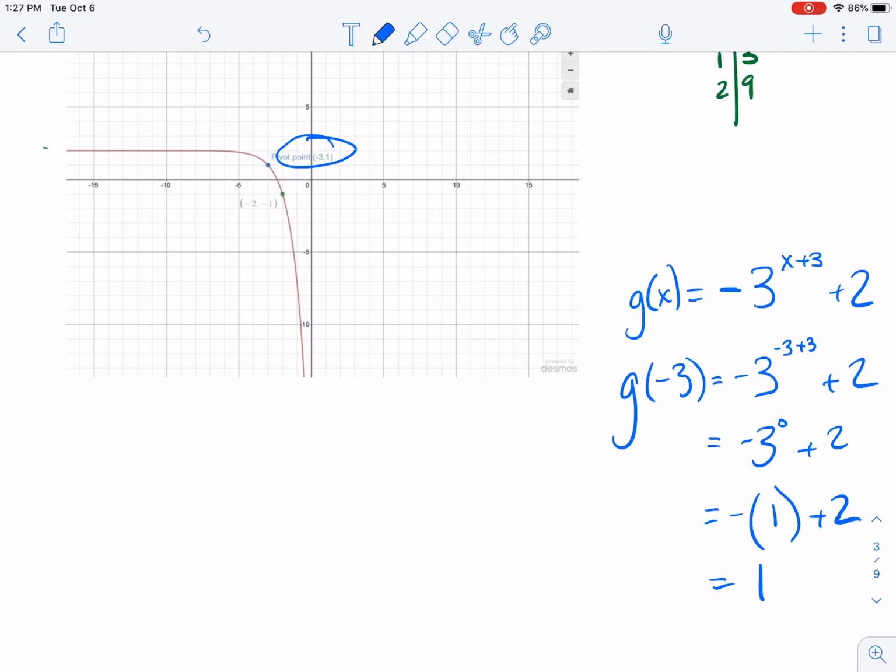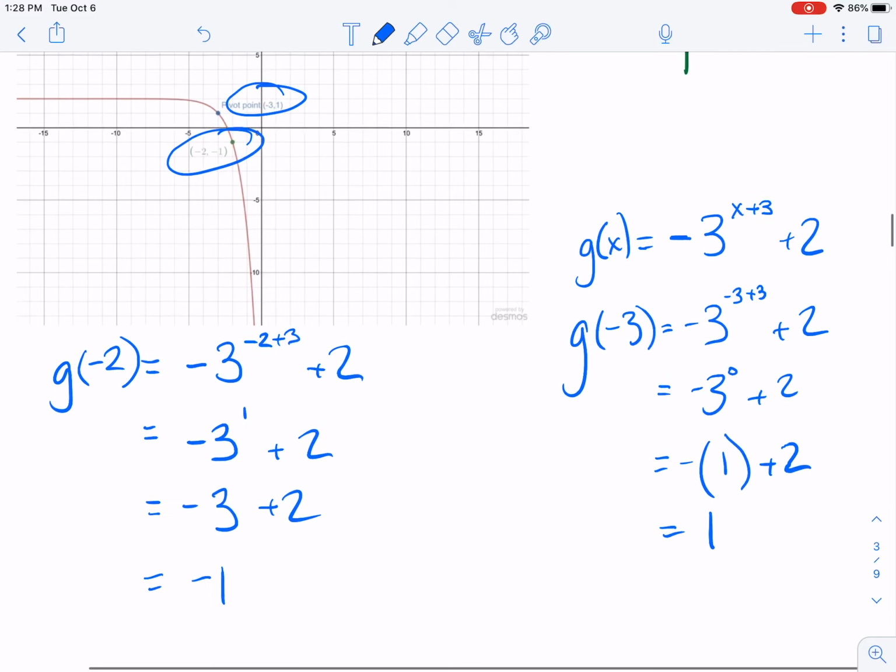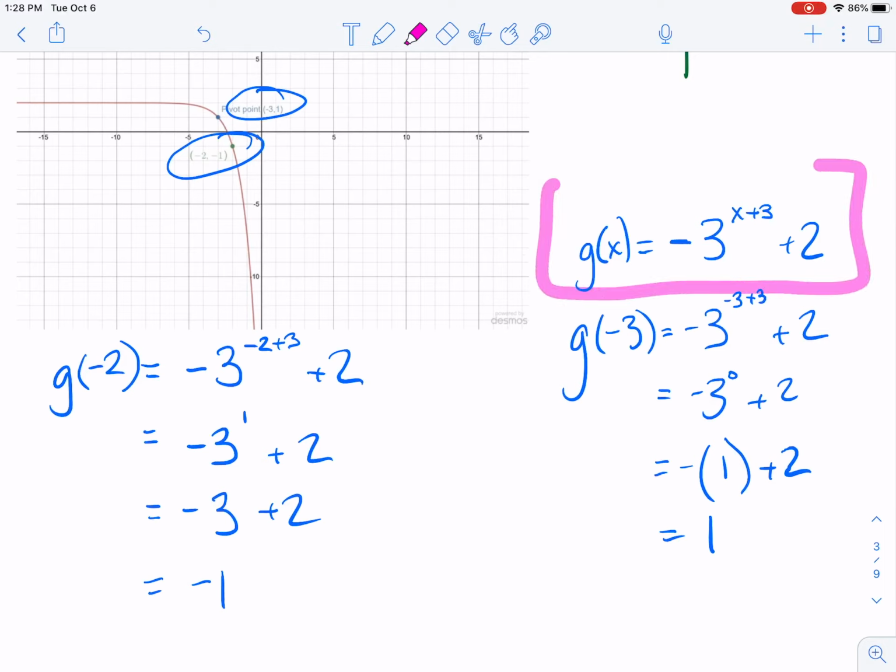Now let's verify to make sure we don't have any sorts of stretches. That would be annoying. Hopefully that's not the case. So let's check g of -2. If I have g of -2, it's negative 3 raised to the -2 plus 3, plus 2. This is negative 3 to the 1. Well, 3 to the 1 is 3, so that's a -3, and this is -1, and sure enough, g of -2 is equal to -1. So the correct answer for this is right here.